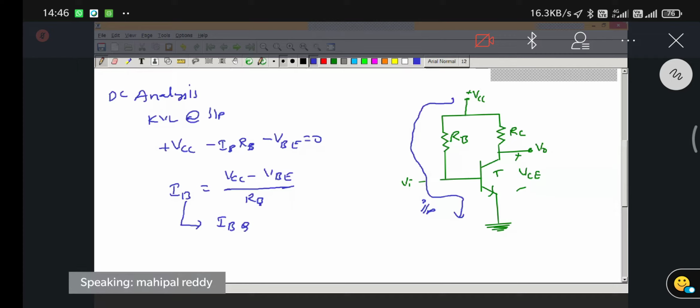If you know the beta value of the transistor as well as the IB value, from that we can find out IC. Beta will be given already, while the transistor is designed. So IC will be beta times IBQ. So that is the ICQ point on the DC load line.